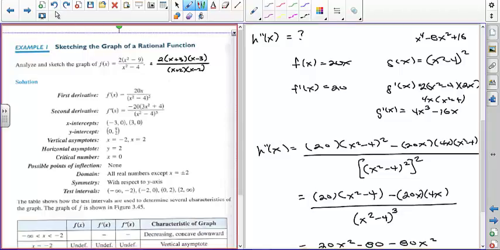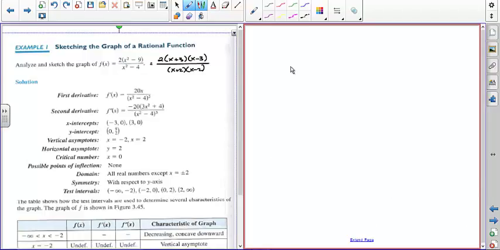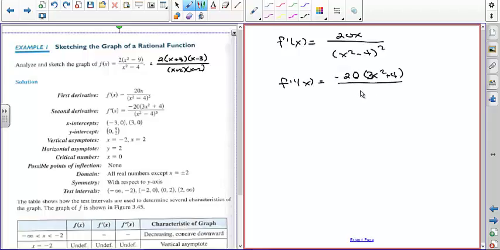So now that we have that, we've got to figure out when those are 0. So let me rewrite them again here. f prime of x equals 20x divided by x squared minus 4 squared, and f double prime of x is negative 20 times 3x squared plus 4 divided by x squared minus 4 cubed. Okay, the question is, when does this equal 0, and when does that equal 0?